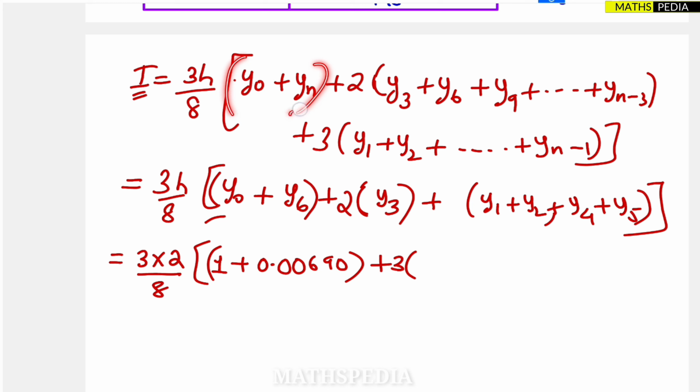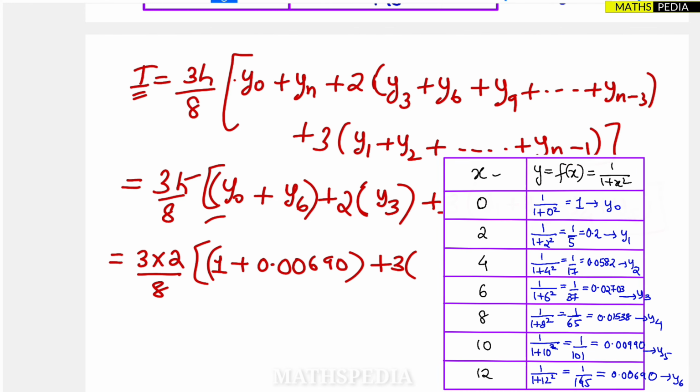So y0 plus y6, then 2 times y3. Y6 I cannot take again, and y9 is not there in this part. Plus 3 times the rest of the terms. Among the rest, y0 is already there, y3 I cannot consider because it is already taken, so y1, y2, then y4 and y5. Y6 is the last term, which is already included. Now just substitute the values. What is the h value? We know it is 2.